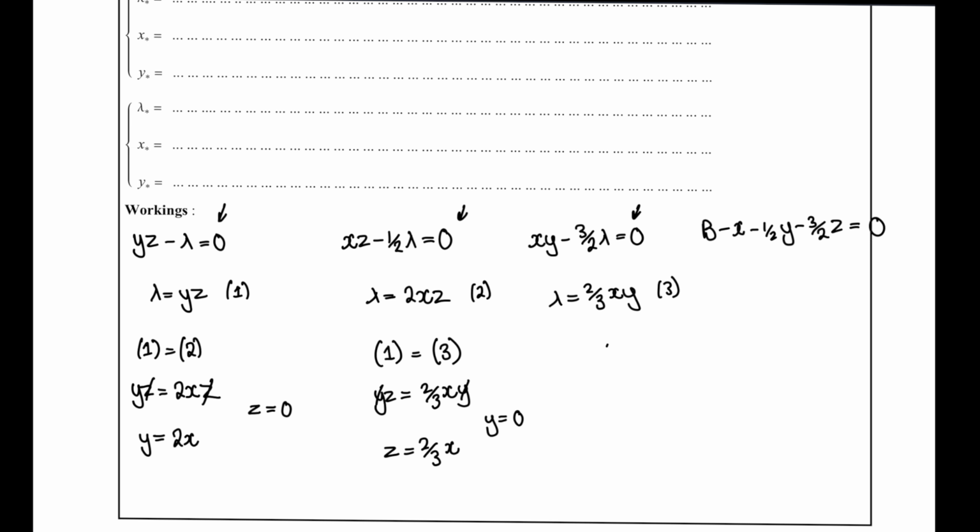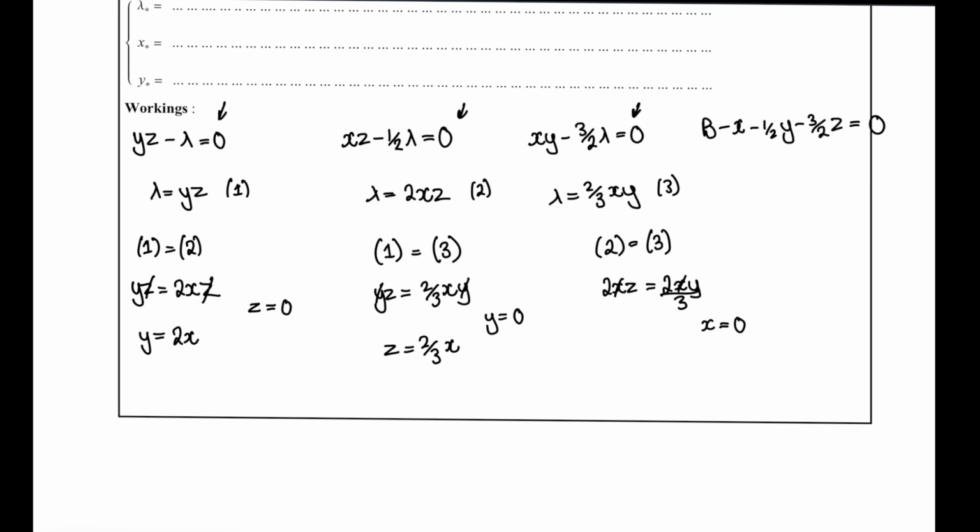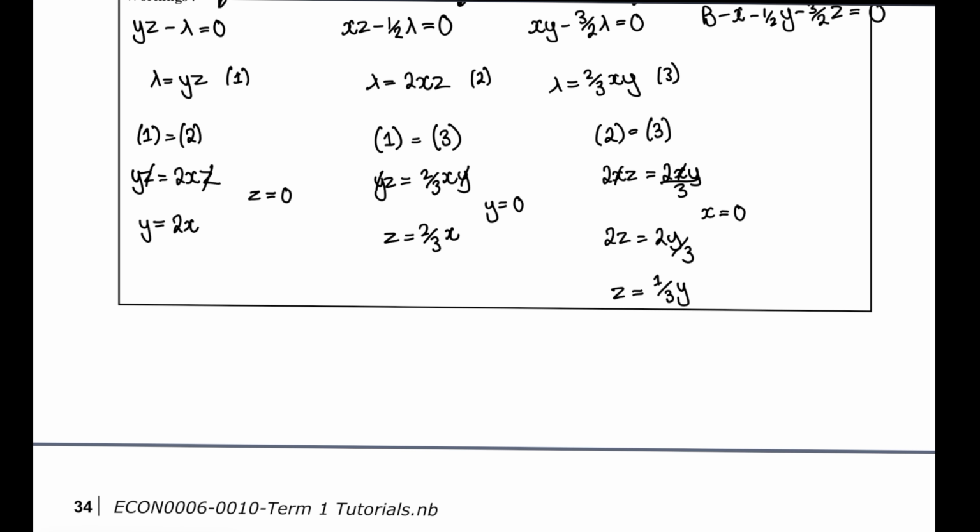And lastly, if we equate equation 2 with equation 3, we get 2xz = 2xy/3. Again, dividing out the x's, and noting down x = 0 is the solution that we got rid of, we get 2z = 2y/3. So z = (1/3)y. Cool. So now we have a solution where, if I keep x the same, y in terms of x would be equal to 2x, and z in terms of x would be (2/3)x. So this is a solution.